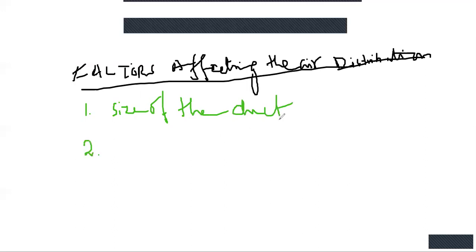Duct means a pipe through which conditioned air is distributed towards the space which is to be conditioned, or the used air or conditioned air is exhausted from the room. So the size of the channel of the duct is a very important part which affects the distribution of air. Okay. Then velocity of air. I have already told you about velocity of air.